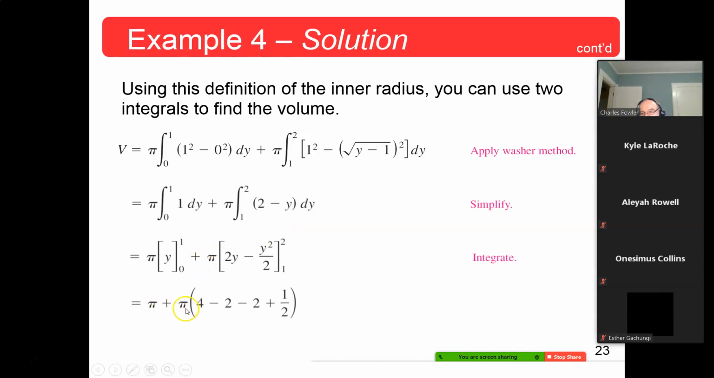And this is just pi, and this is pi times, when you put the 2 in for the y, you get 4 minus 2 squared is 4 over 2 is 2. And then when you do the minus the lower limit, that would be minus 2 times 1 is another minus 2. And then minus and minus makes this a plus 1 over 2, which is 1/2. These first three cancel out to be 0, and you just have 1/2. So it's pi plus pi halves equal 3/2 pi. All right. And that's what we got.